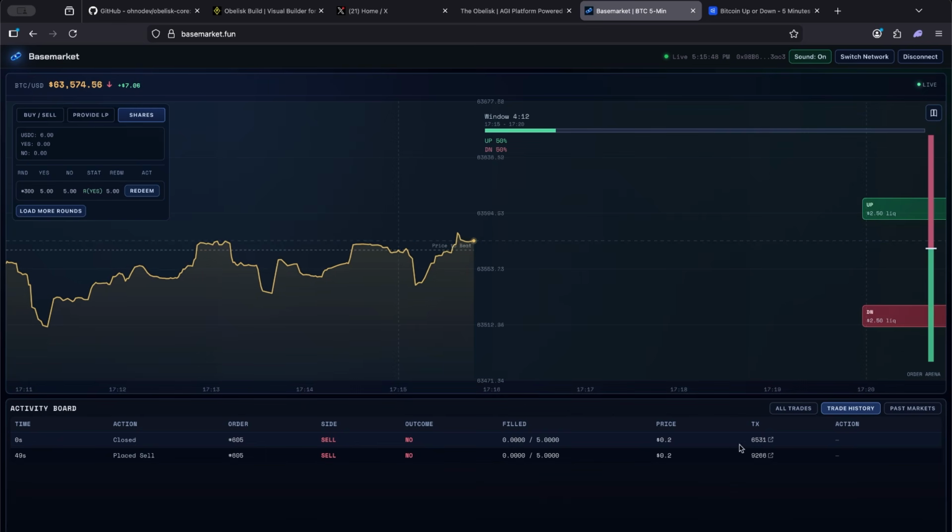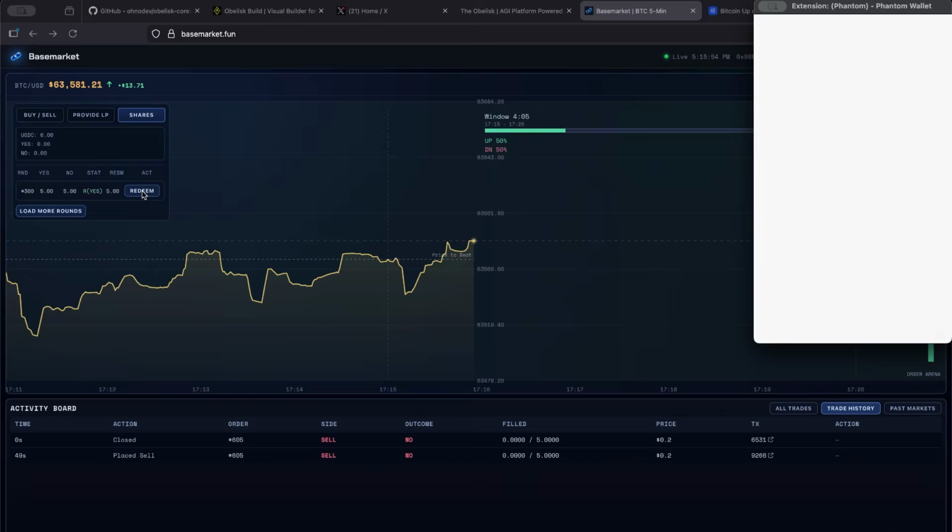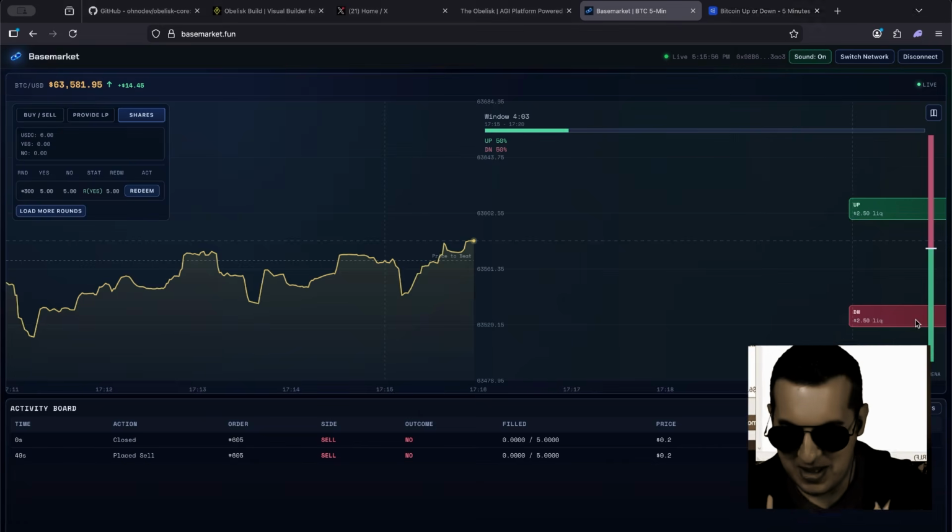All right, once you get a refund for your order, now you can claim back. You can redeem back your shares. So you click the redeem button. Do not redeem the point card.